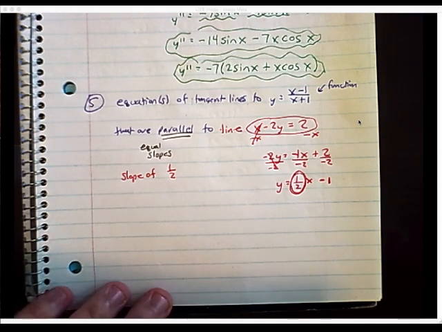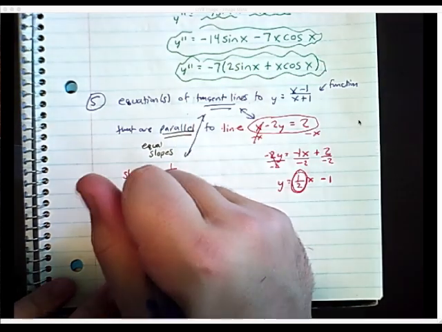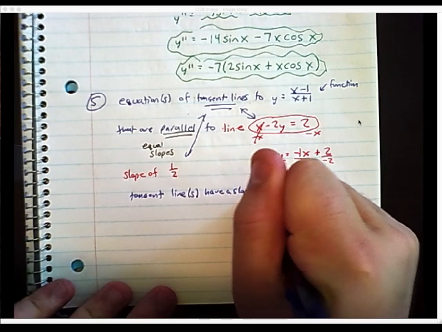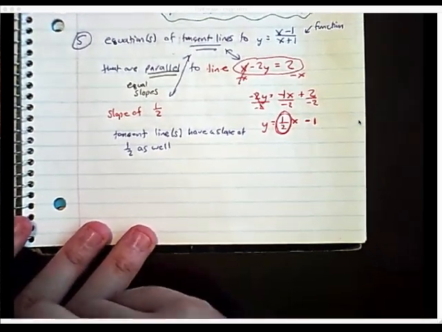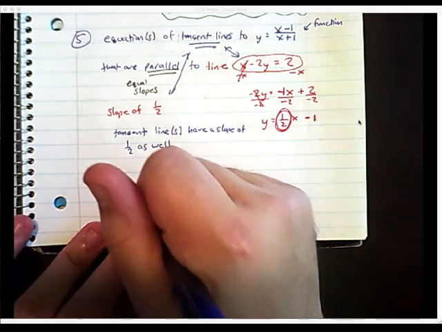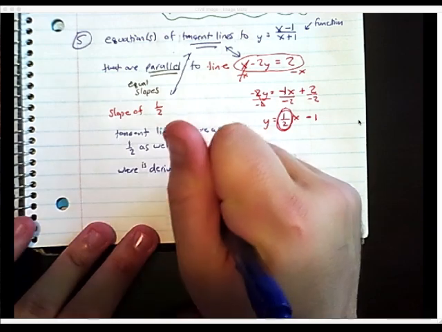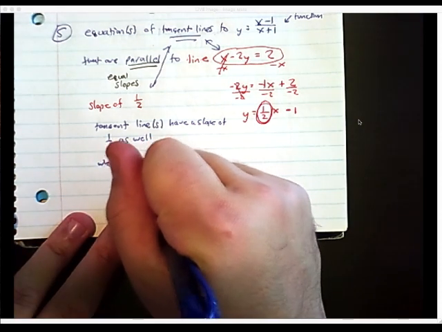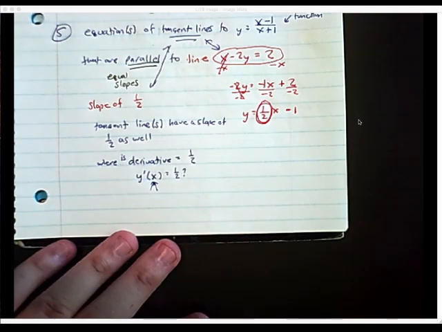So I want my tangent line or tangent lines to be parallel to this line. So what does that mean? That means that my tangent line or lines will have a slope of 1/2 as well. Well, what's the slope of a tangent line? Slope of a tangent line means derivative. So I want to figure out where the derivative is equal to 1/2. Or in other words, where is y prime of x going to give me 1/2? I'm trying to figure out where those x values are.